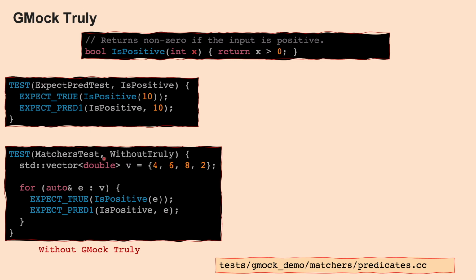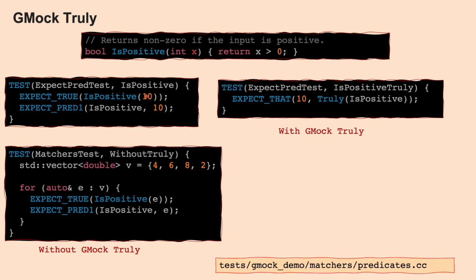However, it's probably not ideal when you have a vector and you want to check this property on all of them. Then you have to write a loop and then write EXPECT_TRUE or EXPECT_PRED inside the loop. And we don't generally like this. We don't generally like to see loops like this in a test. And that's when the GMock matcher truly helps. Instead of using these macros, you can use our familiar EXPECT_THAT macro and just say expect that 10 matches is positive with the Truly matcher.